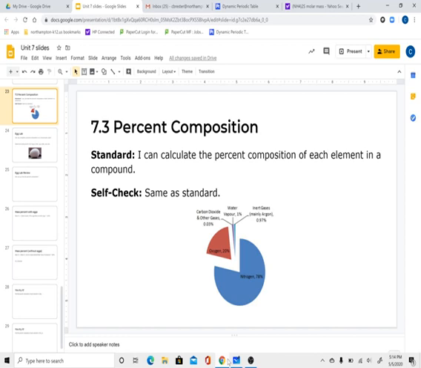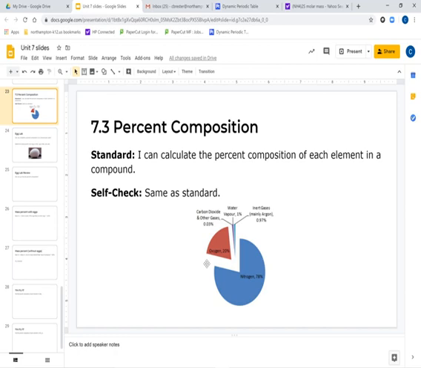So what we're doing today is we are taking an actually known compound and breaking it up into percents. So for example, we have air here. The air in our atmosphere is 78% nitrogen, 20% oxygen, 1% water, and a bunch of other small percents of different gases. We're kind of doing that today. And next week we'll be doing the reverse, where I will give you a percent and you will be able to figure out the compound.